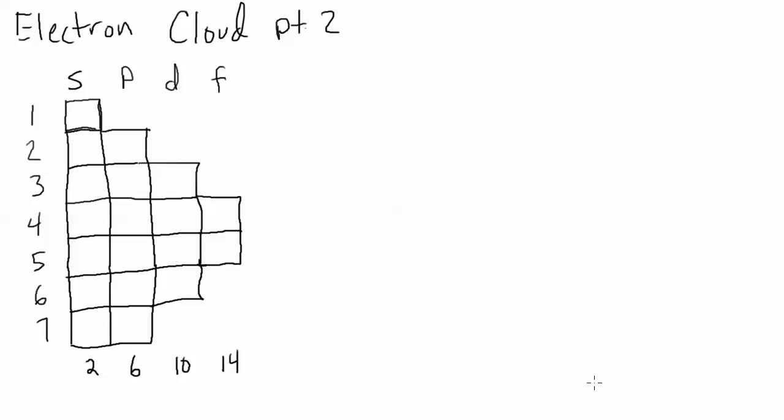So what I'm going to do here is grab my little blue color. The order in which they fill is on the diagonals of this grid. So if you can imagine diagonal arrows, an arrow going diagonally through all of the squares of this grid, then that might help you to remember the order in which these orbitals fill.